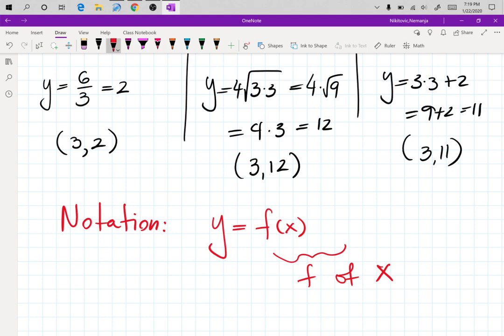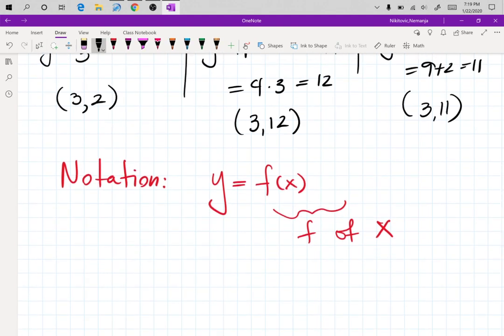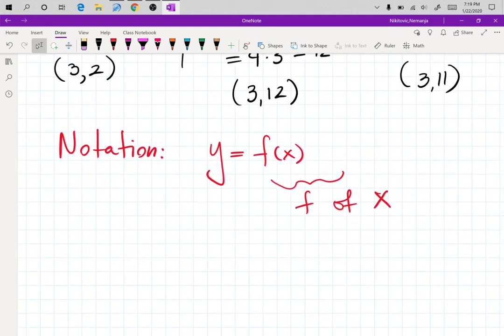This is, f stands for a function, and x represents the value that you're going to plug into that function to be computed. So that's our notation. And now I can replace all of these y's with f of x. So now I can write f of x is equal to 6 over x instead of y equals 6 over x. So all I did is I replaced y with the new notation f of x.